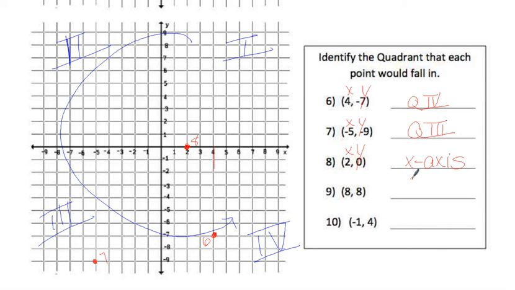I want you to do number 9 and number 10 on your own. So for number 9, x and y, walk and fly. Walk over to 8, fly to 8. I am in quadrant 1. And then number 10, x and y, walk and fly. Walk to -1, fly to 4. That's point 10. And I am in quadrant 2.